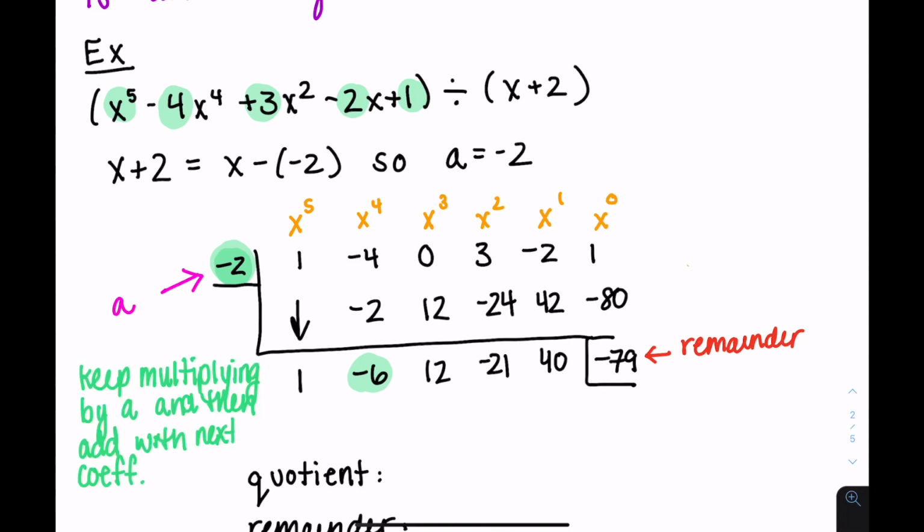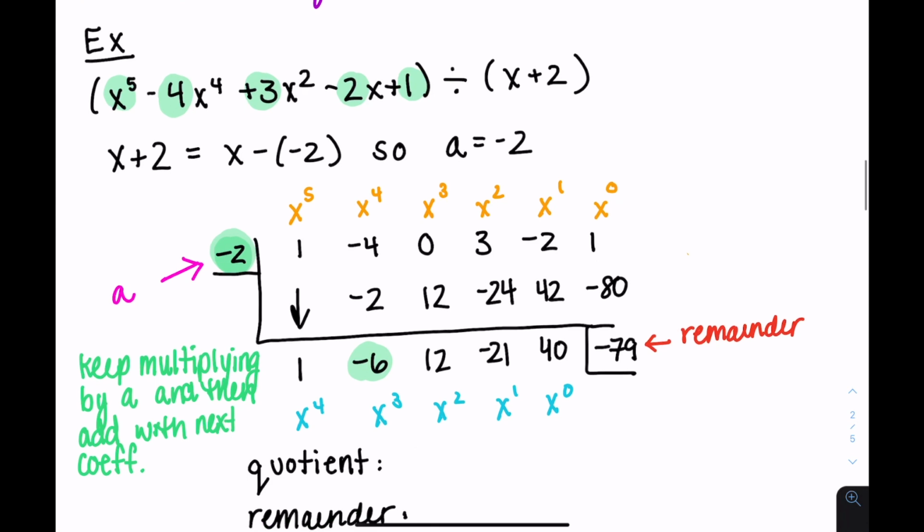So you're going to keep multiplying the number you get underneath by a, and add it to the next coefficient. You can kind of think of it like you're taking x to the 5th and dividing it by x. So these numbers give you the coefficients of each of those smaller terms. So it was x to the 5th. The first number becomes the coefficient of x to the 4th. Then x cubed, x squared, x to the 1st, and so on.